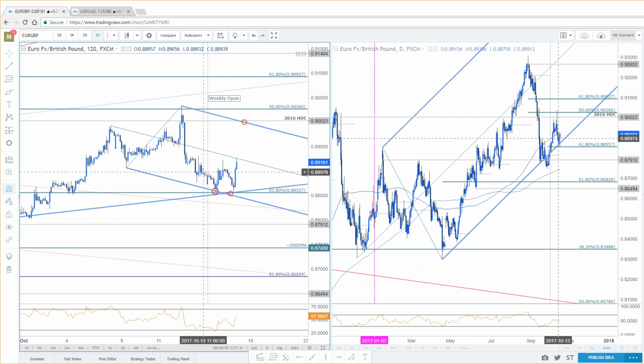Basically, the focus is on this support. So for now, I'm looking for some exhaustion below this median line. If we plow through, 90s is where I'd start to look for possible reentry on the short side. Questions on euro pound? It's not a pair we often talk about, but it looked pretty interesting here.